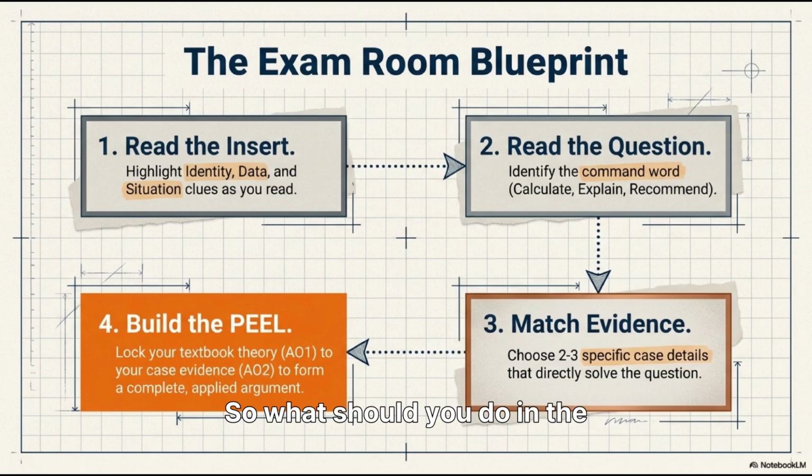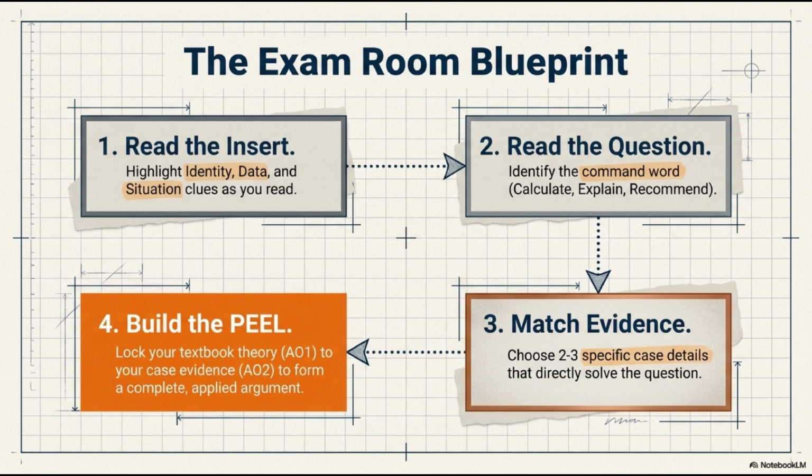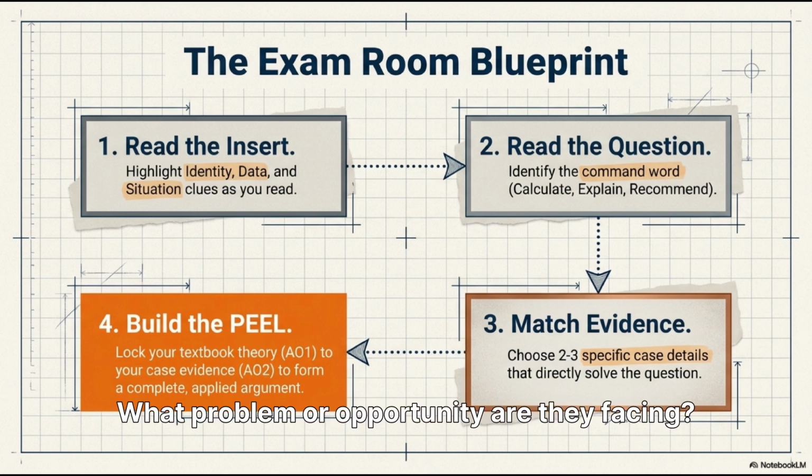So what should you do in the exam? Here is a simple 4-step blueprint. Step 1, read the insert. As you read, highlight identity, data, and situation clues. Ask yourself, who is the business? What numbers are given? What problem or opportunity are they facing?